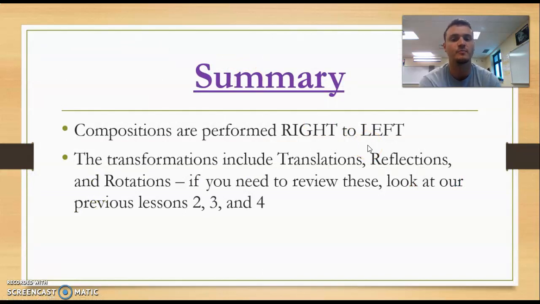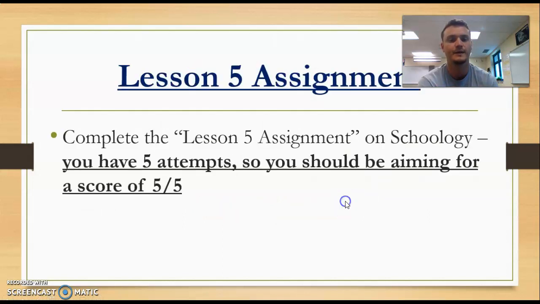So in summary, what you need to remember is that we always go right to left. It's always the second one that you do first, and then the first one you do second. So it's a little backwards, so keep that in mind. The transformations that we're going to do it with are translations, reflections, and rotations. If you need to review those, look at our previous lesson folders on Schoology, lessons 2, 3, and 4.